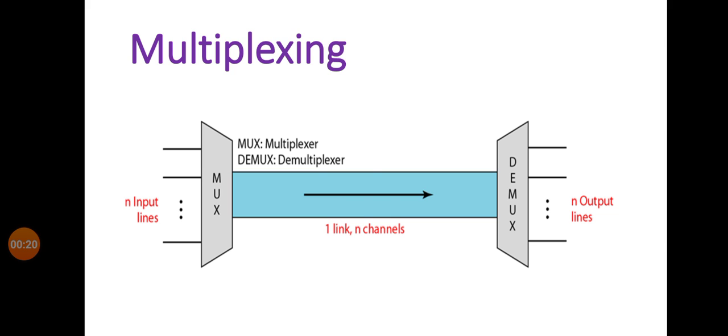Multiplexing is the process of combining multiple signals into one signal and transmitting that signal through a common channel. So it is nothing but combining more than one signal, meaning multiple signals, into one signal and transmitting that single signal through a common channel. That is called multiplexing.